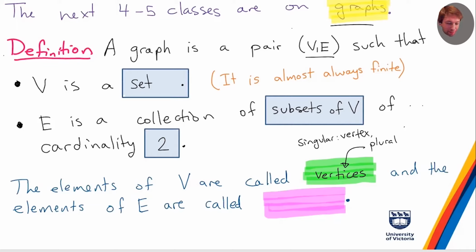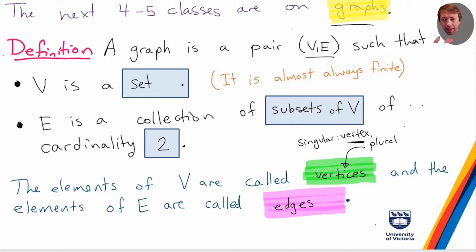Although I remember when I first learned about graphs, it's pretty common to mix these things up and start saying vertexes, or a single vertices. But try to keep it straight: if you talk about one element of V, it's called a vertex. If you talk about multiple elements of V, they're called vertices. And the elements of E are called edges. And clearly the singular form is just edge.